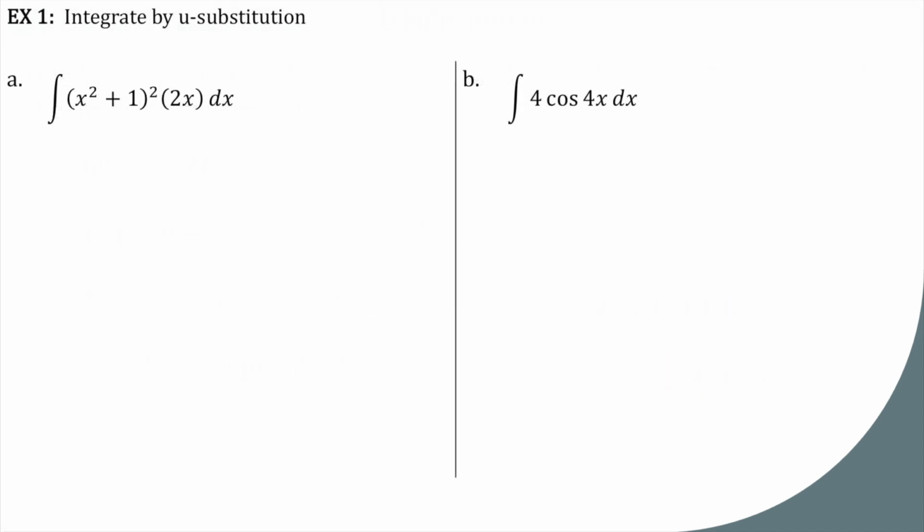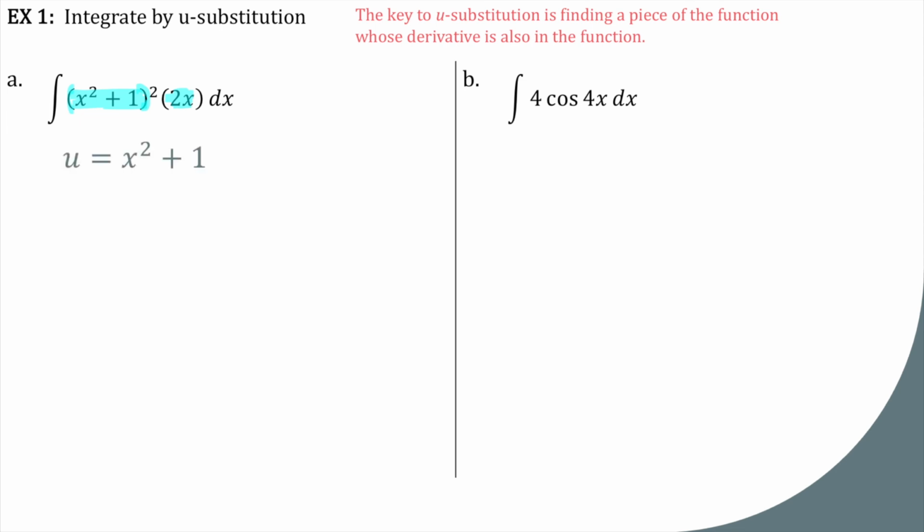So A, look at A and see, what do we have here? We've got something squared. What's being squared? X squared plus 1. And look at this. The derivative of x squared plus 1 is 2x. So again, the key to U substitution is finding a piece of the function whose derivative is also in the function. So we're going to say u equals x squared plus 1, and then take the derivative of that. Du equals 2x dx.